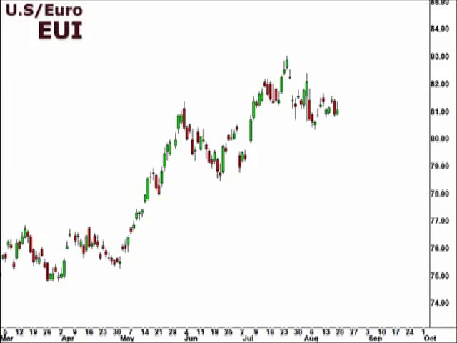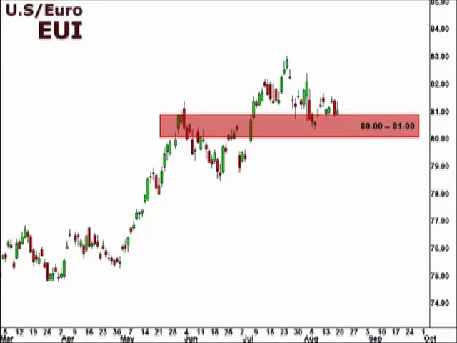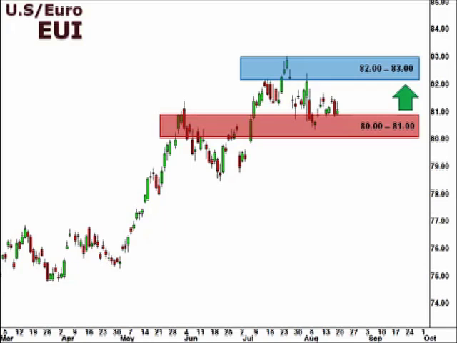Let's take a look at the EUI, the US dollar versus the euro. Well, the EUI continues to find support at 81. A break below 81 suggests a test to the lower range of our focal zone down at 80. However, we suspect a bounce higher from this zone to test 83.